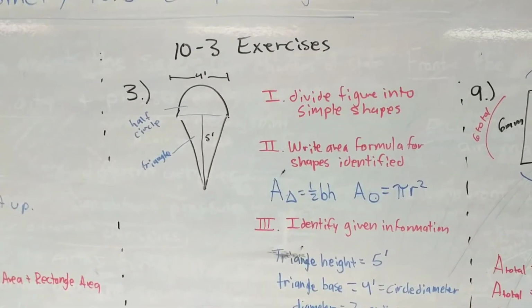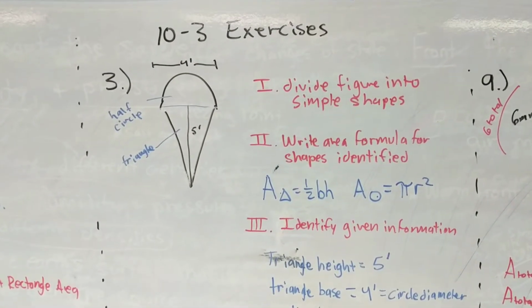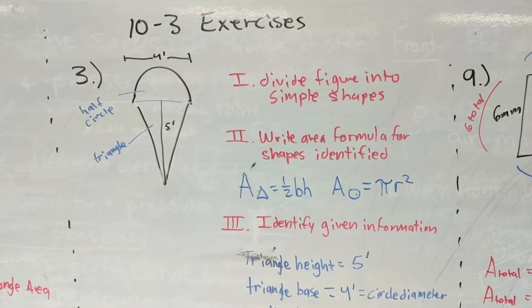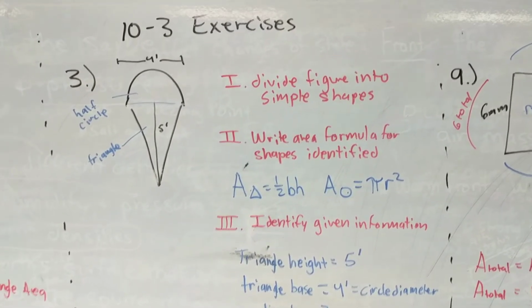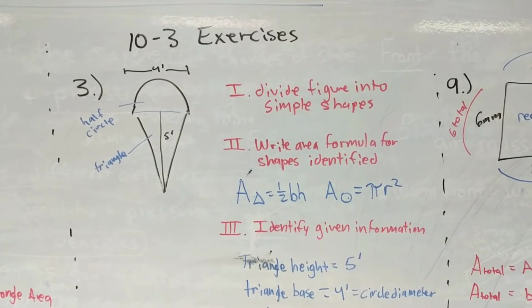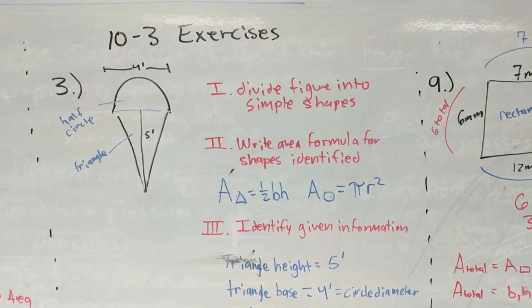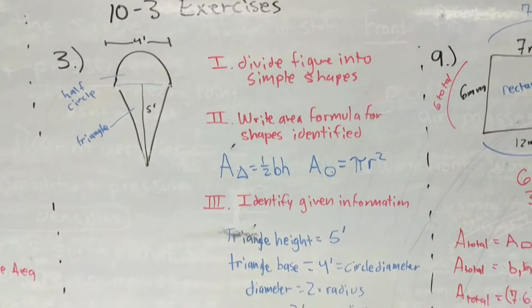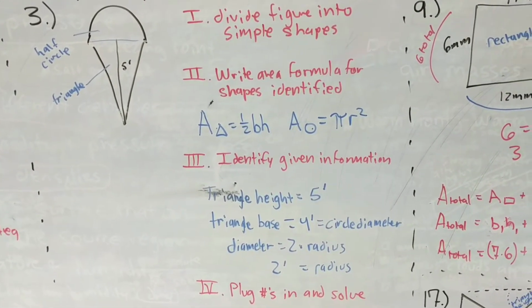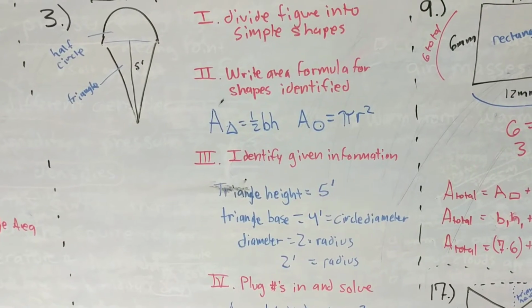So the first one, we have this ice cream cone shaped looking thing. We can divide it up into a half circle and a triangle. That's the first step, to divide your figure up into simpler shapes. The second step is to go to your formula sheet and find the areas for those simple shapes. Next, we're going to identify the given information from the problem and match it to the variables in our equation.